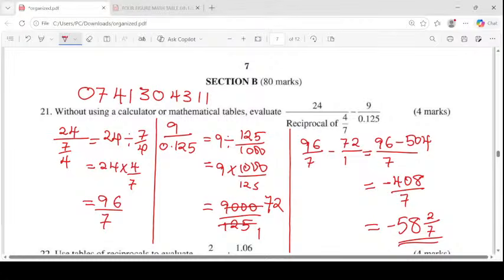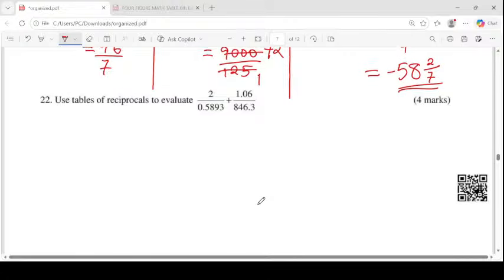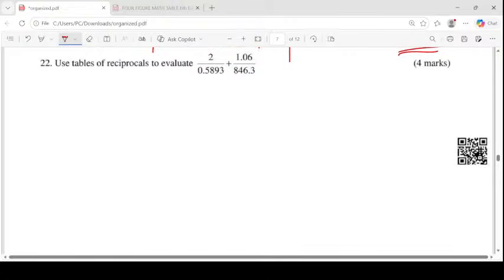Let us look at question 22. Question number 22 says use tables of reciprocals to evaluate this one here: 2 over 0.5893 plus 1.06 all over 846.3. So this can be written as 2 into 1 all over 0.5893. Let me first deal with one part at a time.